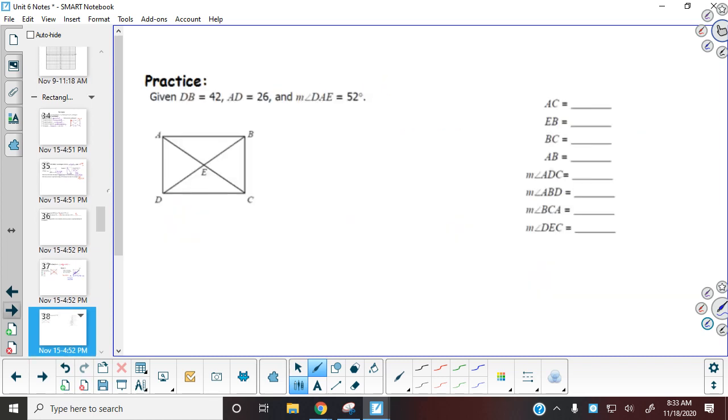Okay? Moving on to the next example. So this is including angles and side lengths. So let's start with just the sides. So if DB is 42, which is what it gives us in the information, and AD is 26.